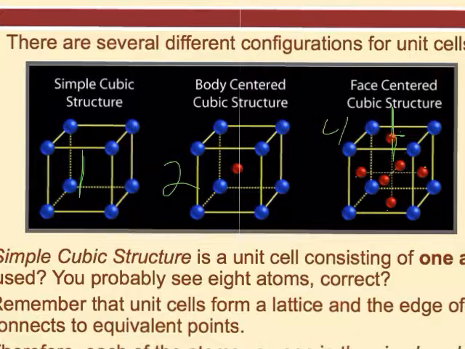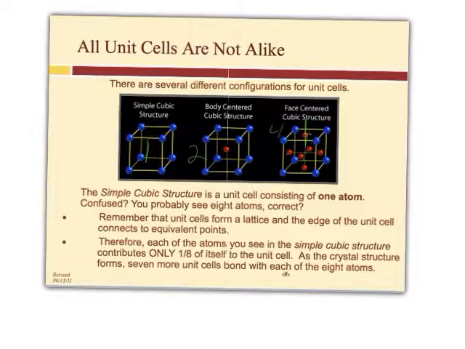Okay? You guys see that? So there's half a red one for each side. There's six sides. That makes three total. And then you have to add the one for the corners, which is 1/8 for each one. That's just some basic stuff. How did you get two for body center? Because the red is completely inside of the unit cell. So that's one. And the corners are 1/8. Each corner is 1/8. Okay?